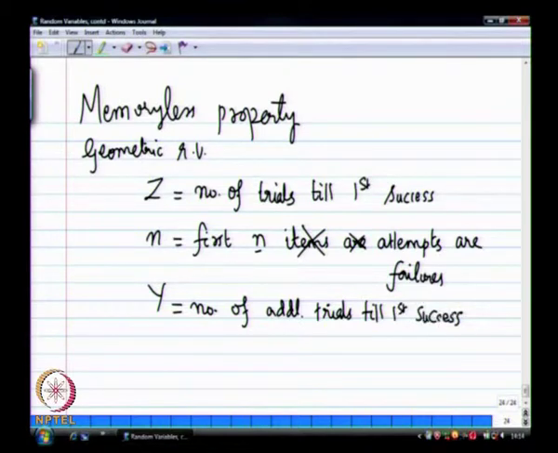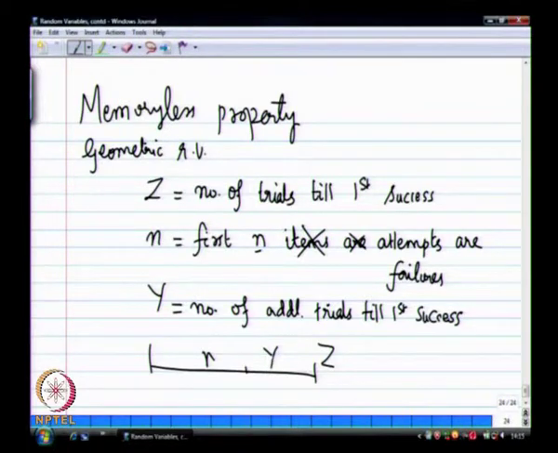So the random variable y is the number of additional trials that I have to do before I encounter the first success. Now I want to see what the distribution of this y is, given the fact that the first 10 times have already been failures. Will that make a difference to my probability? Z is the total number of trials. I have done n, which are failures, and y is the representation for the additional trials. So after conducting n experiments, I am looking at the distribution for y and seeing whether it has the same distribution as I started with initially.